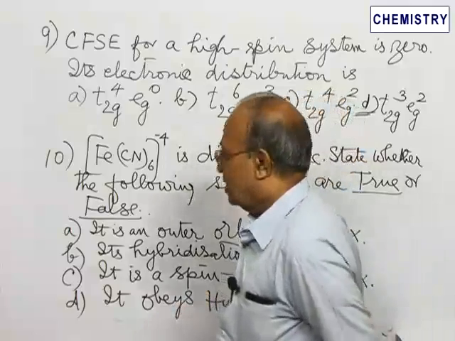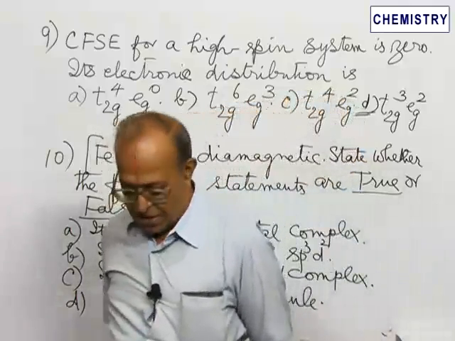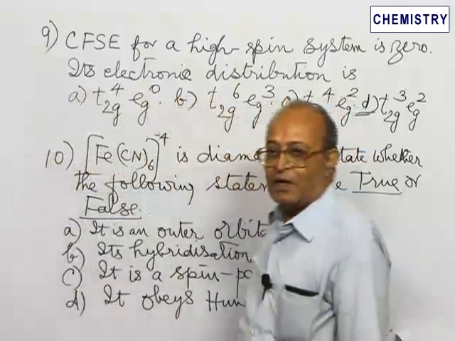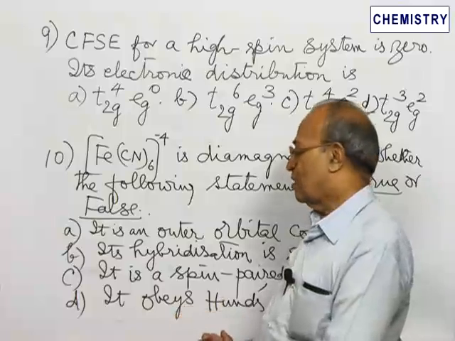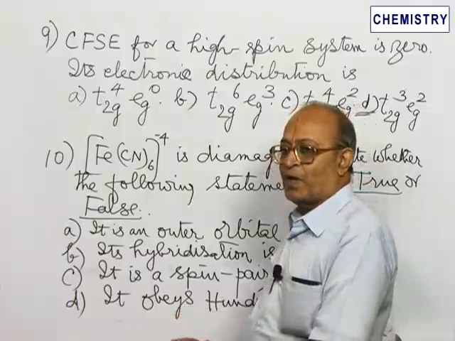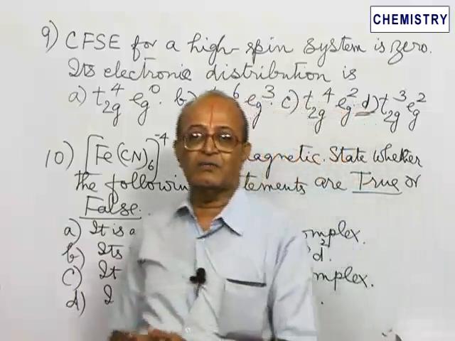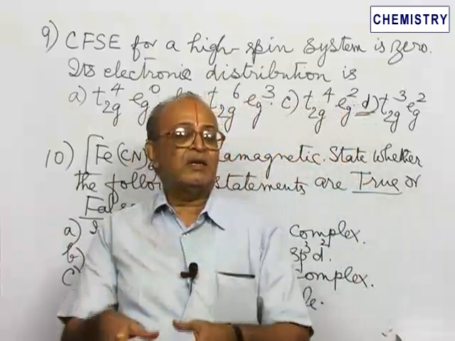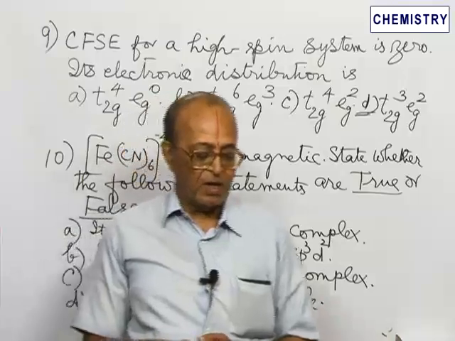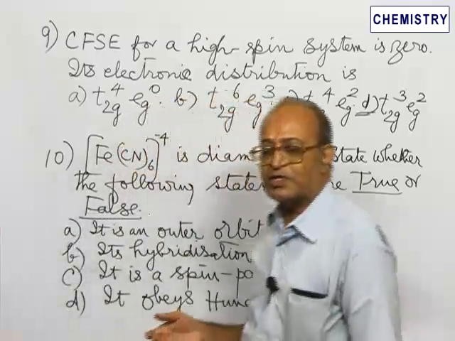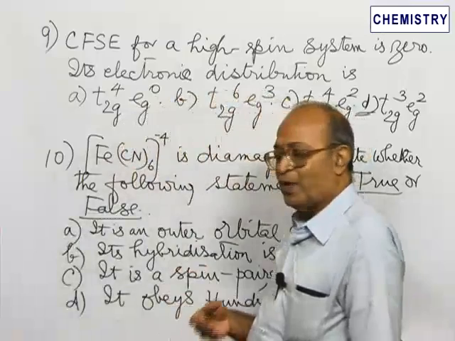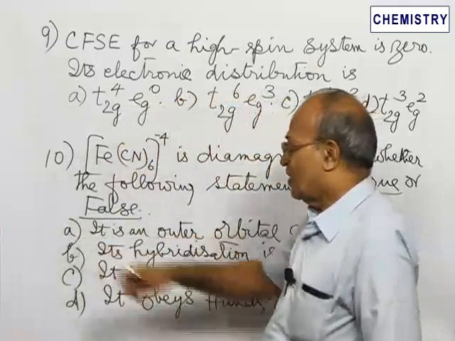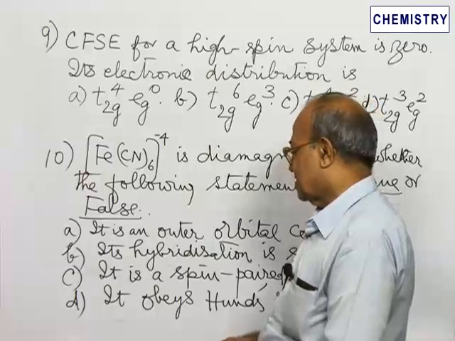Now, in a discussion on CFT or any theory of bonding in complexes, we will come across several terms: outer orbital complex, inner orbital complex, and corresponding to this we have various hybridization effects. Now, let us find out these options.